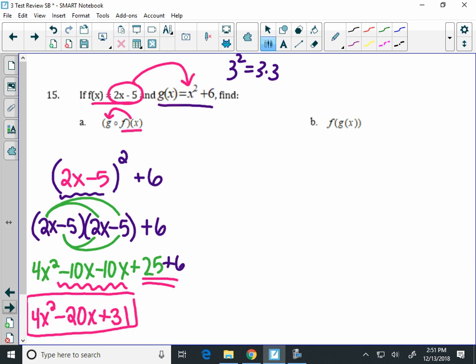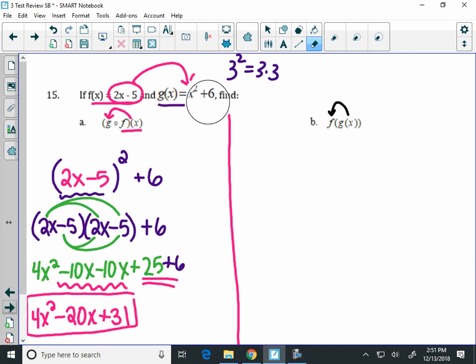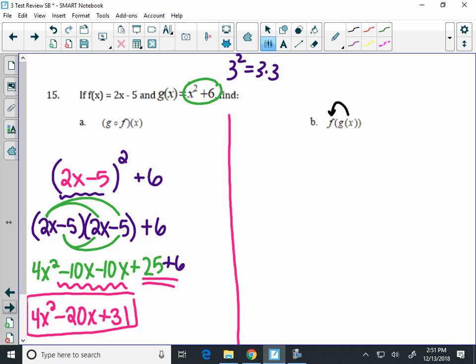Now we're still using the same two functions, but this time we're trying to find f of g of x. So this time the g is going to go into the function of f. So that means we're taking x squared plus 6 and we're putting it in for x in f. So we're going to start by writing the function of f with parentheses where the x is, and replace the x with the function of g, x squared plus 6.